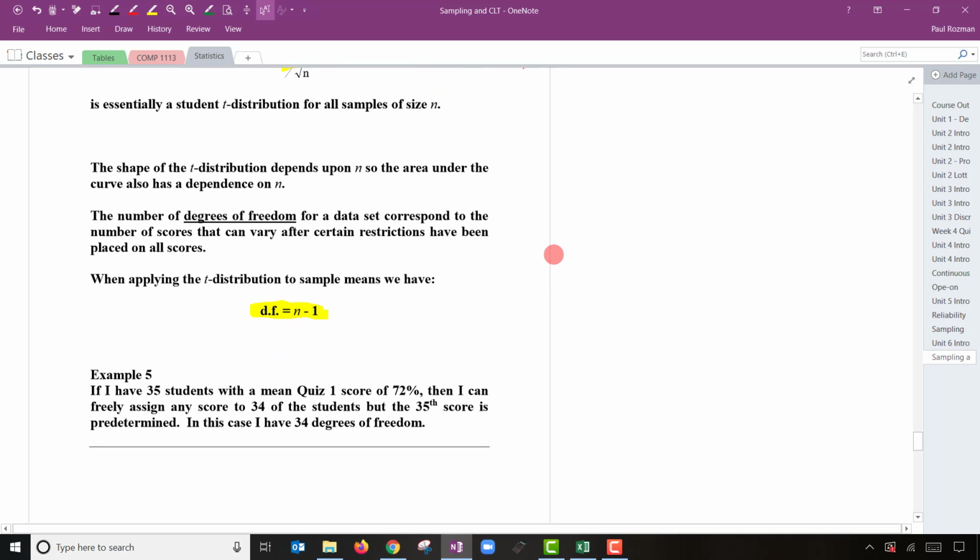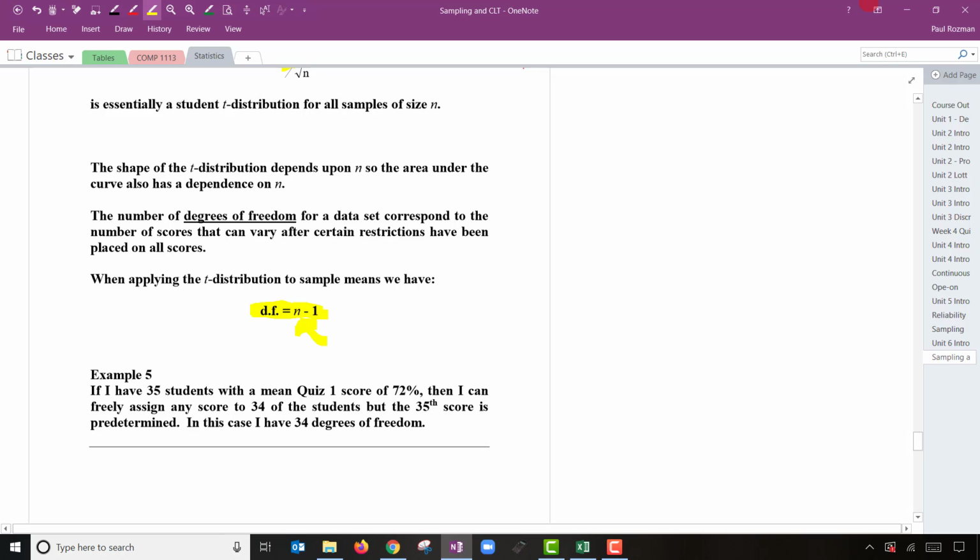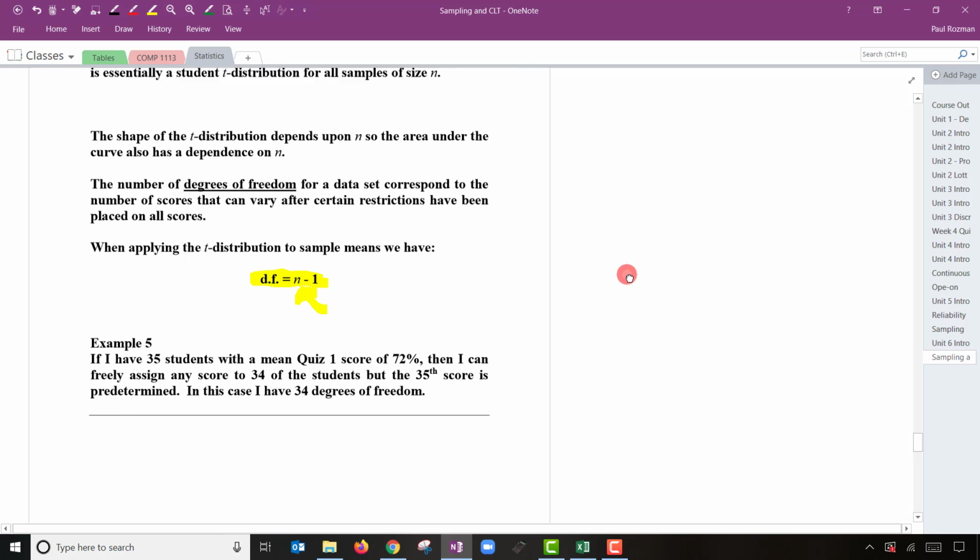Here's an example, a little bit of a description of degrees of freedom. I have a class of 35 students. The score on quiz 1 was 72. I know the mean, but then I lost one of the students' papers. Well, if I know 34 of the papers and I know the mean, technically I can throw one student out. So I only need n minus 1 students in order to accomplish anything. So that's sort of an argument for why we use n minus 1.